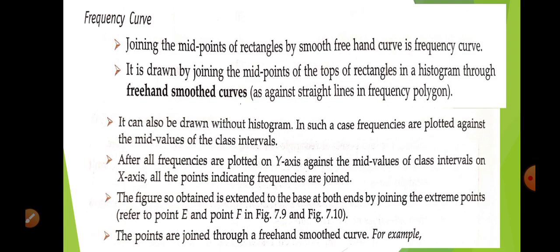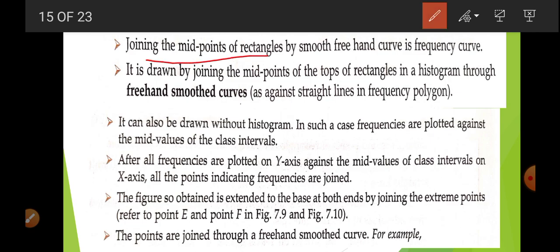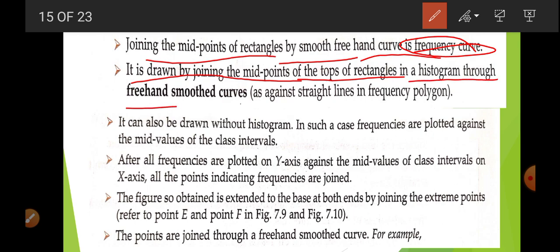Okay, now the frequency curve. A frequency curve is when you join all these mid values freehand, without using a scale or foot rule. This is known as a frequency curve. Joining the midpoints of the rectangles by a smooth freehand curve, we get the frequency curve. It is drawn by joining the midpoints of the tops of the rectangles in a histogram freehand without using a foot rule. It can be drawn without a histogram also, like the polygon.